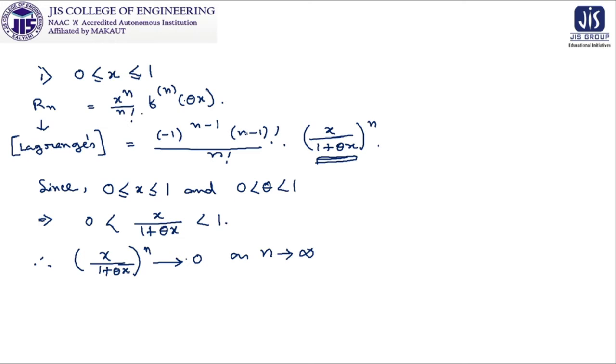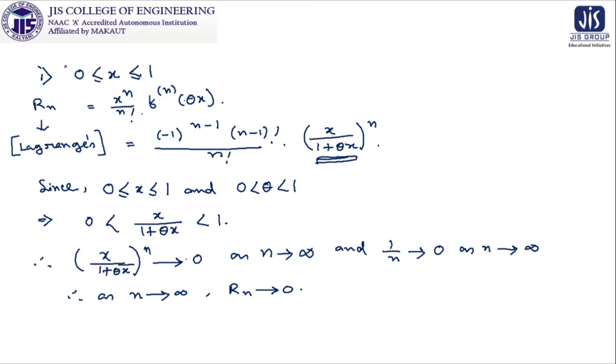So if we just adjust it, (n minus 1) factorial by n factorial will be simply 1 by n, you can see this, and 1 by n tends to 0 as n tends to infinity. So we now can claim that as n tends to infinity, Rn will tend to 0.